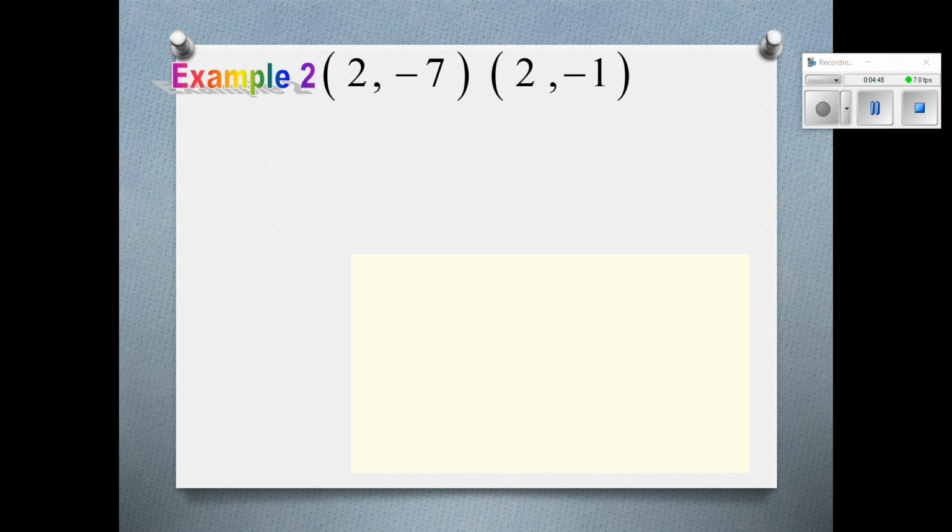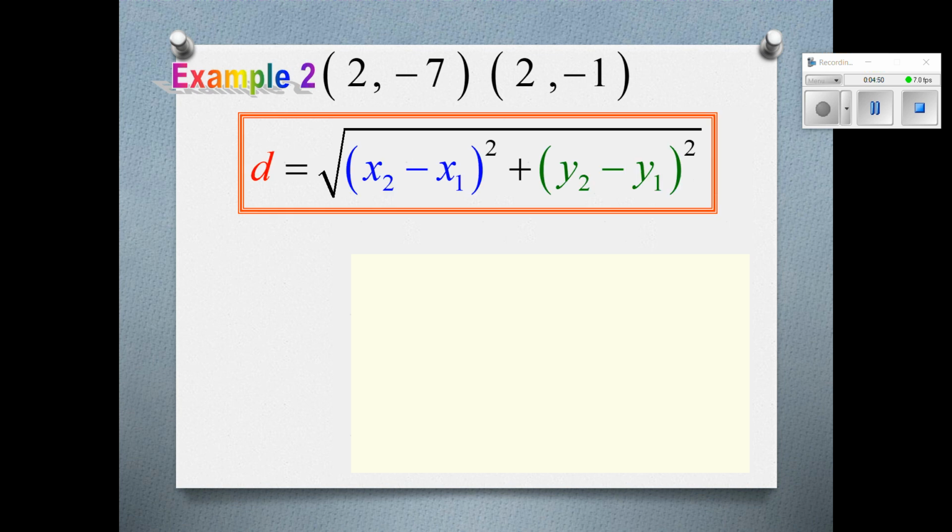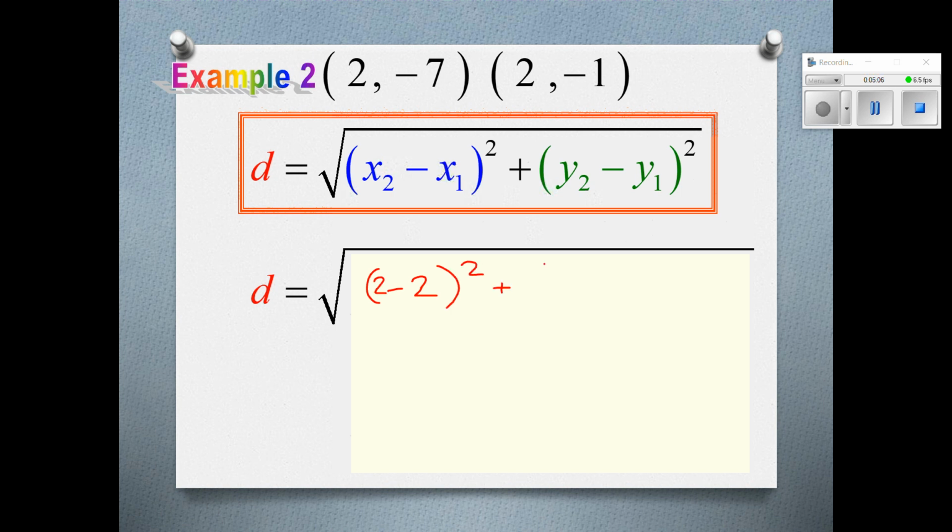So here we have 2 ordered pairs. So remember that we're going to use our formula here. We're going to plug in numbers. So we're going to subtract the x's first. So 2 minus 2, squared. Now we have to subtract the y's.